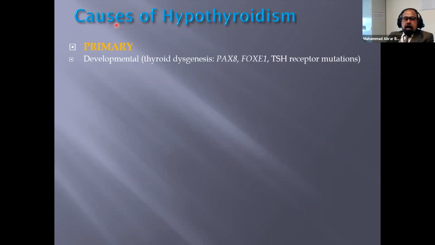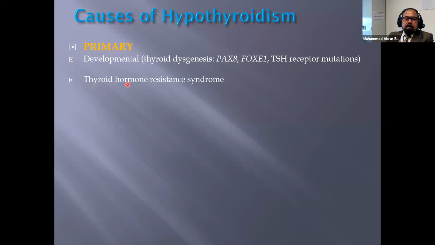So what are the causes of hypothyroidism? Primary hypothyroidism can be a developmental problem. Thyroid dysgenesis means there is a mutation of PAX8 or FOXE1, or a thyroid stimulating hormone receptor mutation, which causes a problem in forming the thyroid hormone itself.